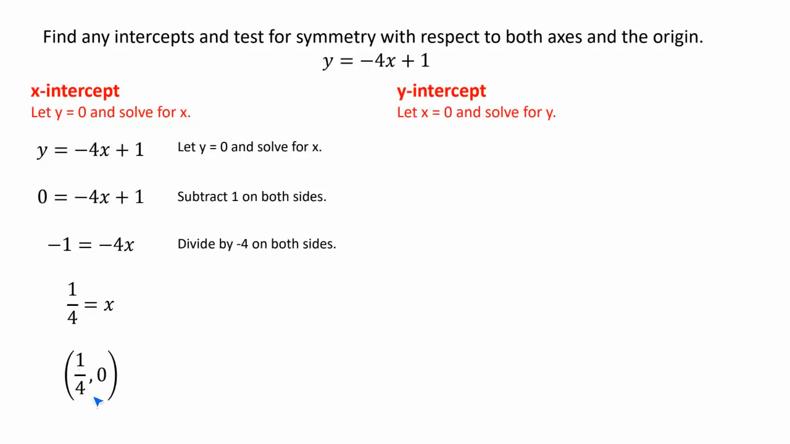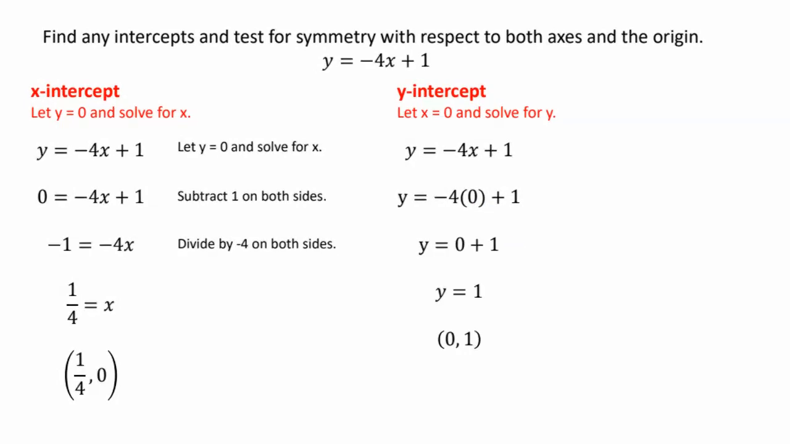So this is my x-intercept. And then for the y-intercept, we're going to let x equal 0 and solve for y. Remember that your y-intercept is where the graph crosses the y-axis, therefore making our x 0. And so we substitute 0 for x. We get negative 4 times 0 plus 1. And so my y-intercept is going to be 0 and 1. Okay, so those are our two intercepts.